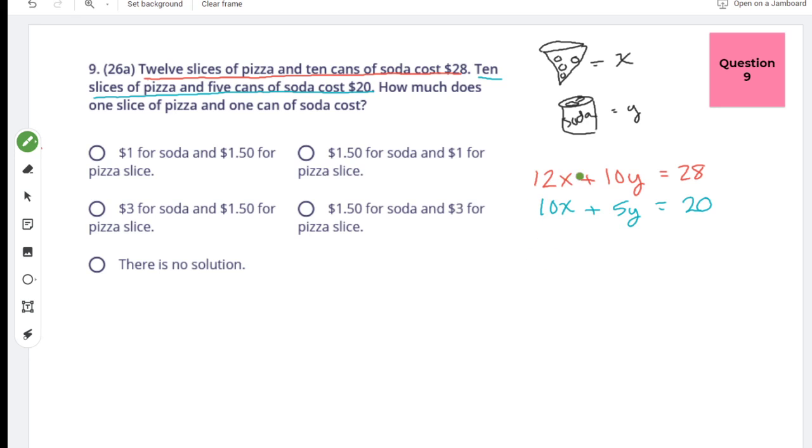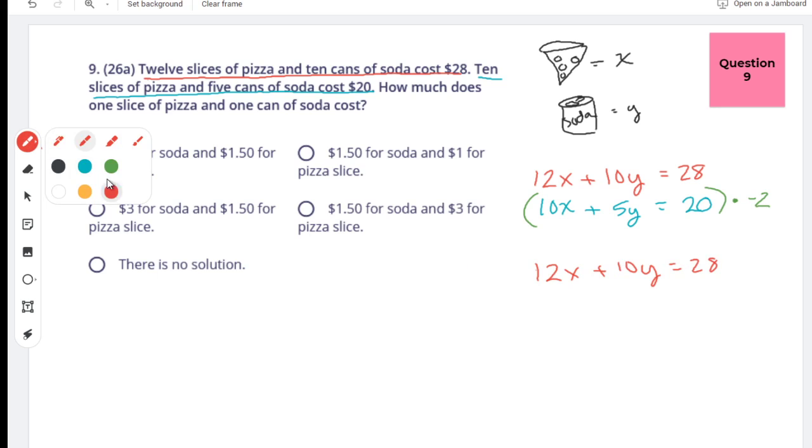So in order to match them, I need to multiply one or both of the equations by a value. In this case, I'm going to multiply the bottom equation by -2, because then I'll have a -10y here in the blue, and it'll pair up with the 10y in my red. So I'm going to keep the red equation just as it is. I'm not going to change anything about it. But every value in my blue equation is going to get multiplied by -2.